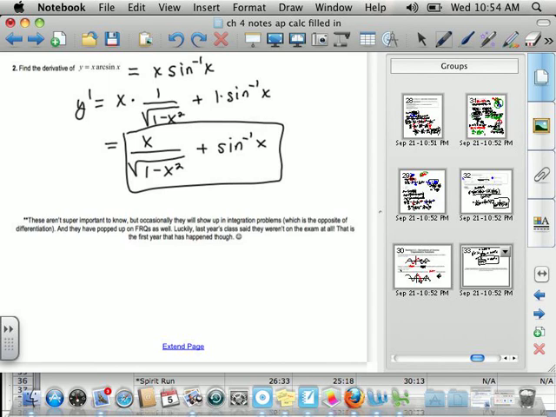Notice I only had 2 examples. That tells you how important I think this is. Not very important. You only have 1 question, number 24 on your take-home test that has to do with this. So they aren't super important, but you never know, they might appear on your AP exam on the multiple choice section or something. All right?